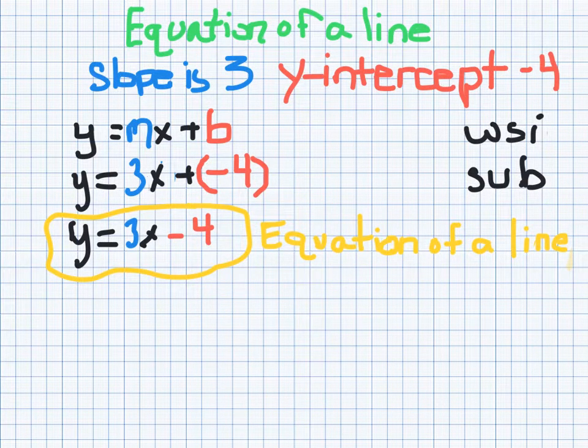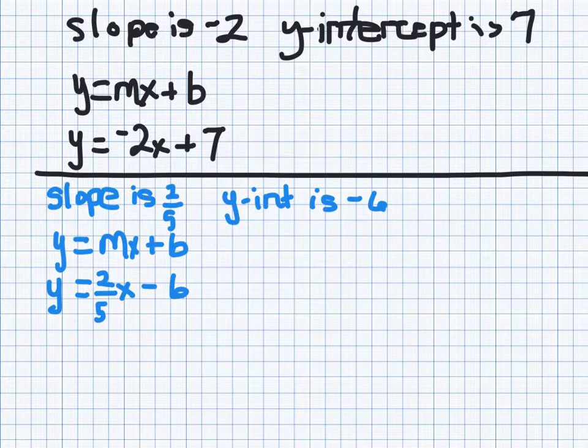So for an equation of a line, let's say the slope is 3 and the y-intercept is -4. So we put it into the slope-intercept form of the equation of a line. If y equals mx plus b, we put our slope in, so it'd be 3x plus -4. And then we work that out, and we end up with y equals 3x minus 4 as the equation of the line.